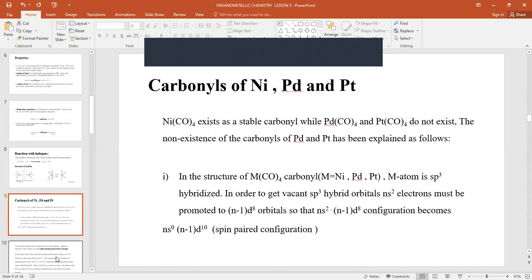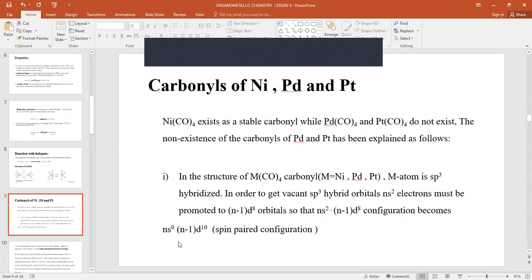Other examples of metallic carbonyls are nickel, palladium, and platinum. For these three, it has been observed that nickel tetracarbonyl exists, while palladium tetracarbonyl and platinum tetracarbonyl do not exist. There are mainly two factors which explain the non-existence of carbonyls of platinum and palladium. Those two factors are the spin pairing promotion energy and the ionization energy.